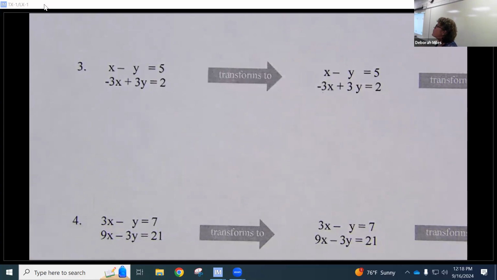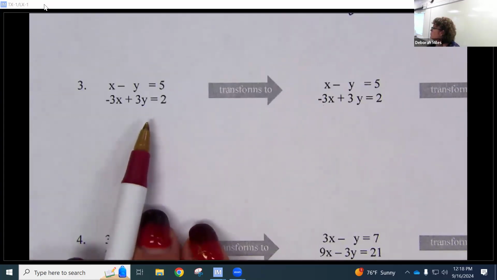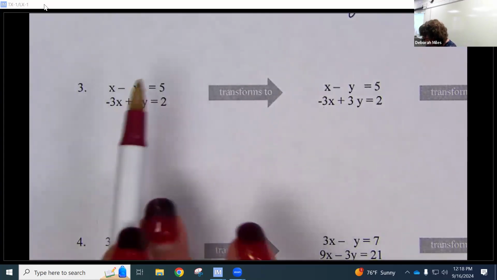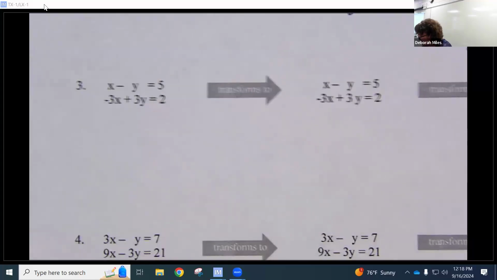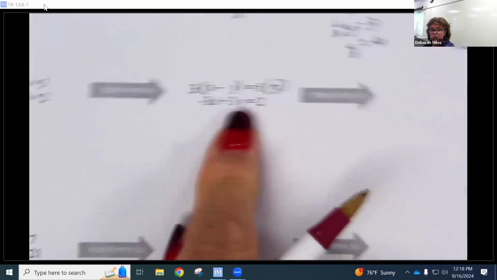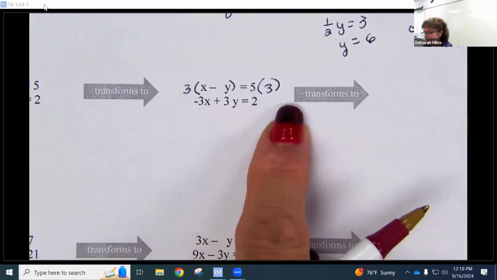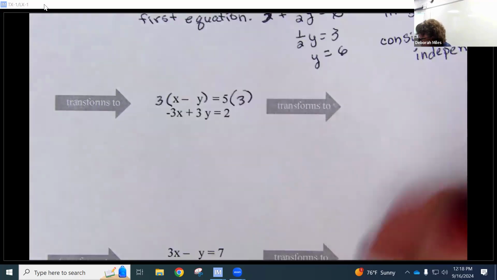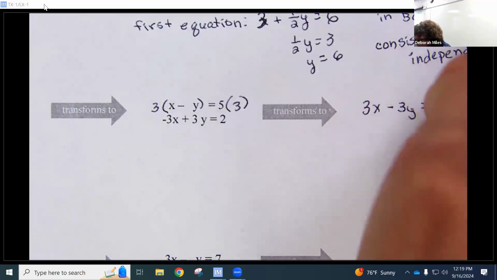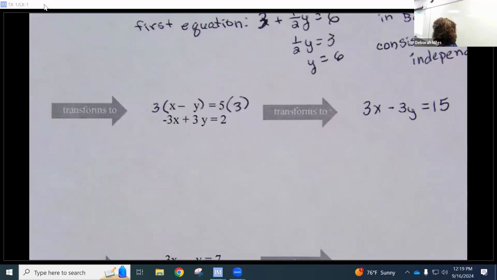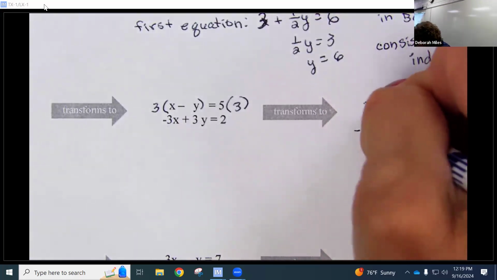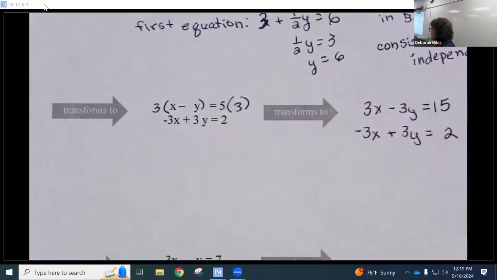I'm so sorry. What did you do to cause one of your variables to eliminate? Okay, you took the top equation and you multiplied it by 3. So I'm not gonna write on my original problem. I'm gonna say here, I'm multiplying both sides by 3, and then I'm gonna write my new system. That gives me 3x minus 3y equals 15. I'm just gonna copy down my second equation, negative 3x plus 3y equals 2.